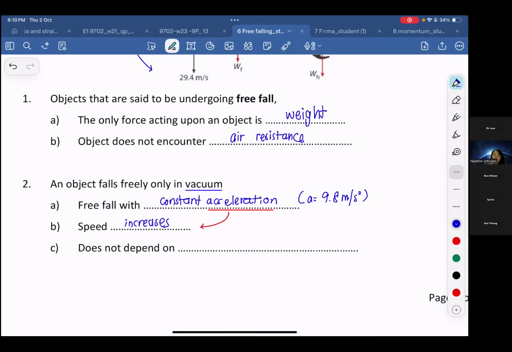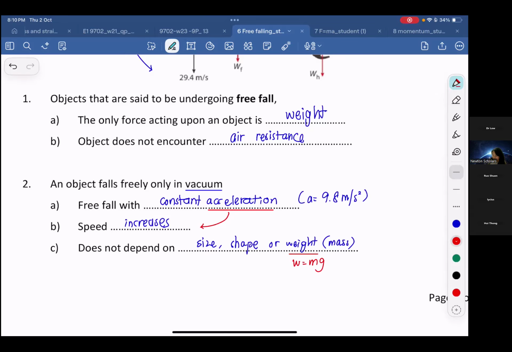Then just now the video showed you that it doesn't depend on size, shape, or the weight, the mass. We learned last week what weight is: weight W equals mg. So as long as it's a free falling question, you always need to remember the speed is increasing and they are moving with constant acceleration. Every 1 second, they constantly increase the speed.